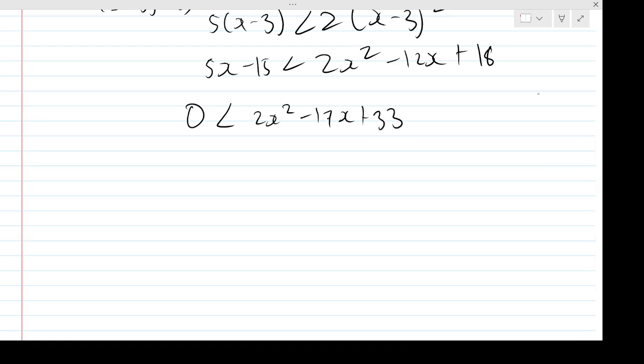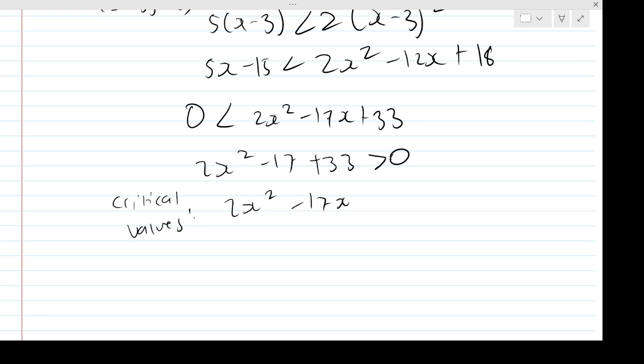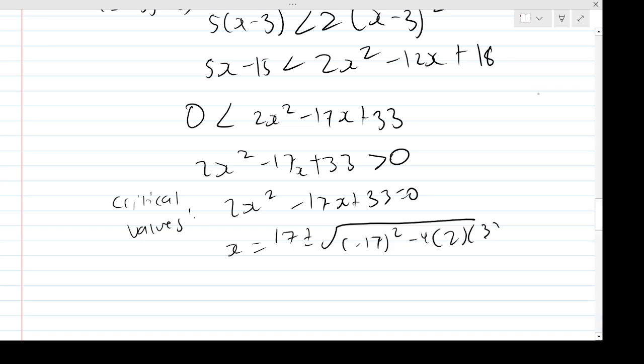And then I can reverse the inequality to make it easier, so it'd be greater than 0. And so therefore I need to sketch this. Firstly I need the critical values to help me sketch, so we set the quadratic equal to 0. Then we can solve via, let's use the formula. So it'd be 17 plus or minus the root of minus 17 all squared, take away 4 lots of 2 lots of 33, over 2 lots of 2. And that will get me 11 over 2 or 3.